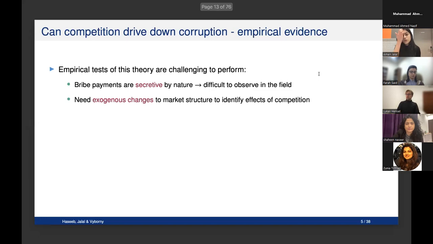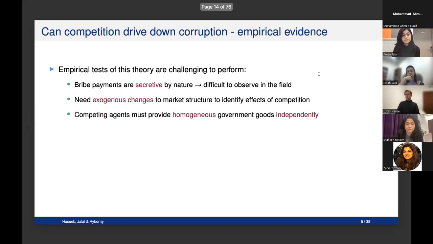Then you need exogenous changes to the industrial organization of public officials, and usually governments don't let you experiment with market structure. You also would need that these competing public officials are providing exactly the same type of product, for example, passport or driver license, but also are producing it on their own as opposed to in collaboration with other departments, because only then can you study them as this standalone firm.